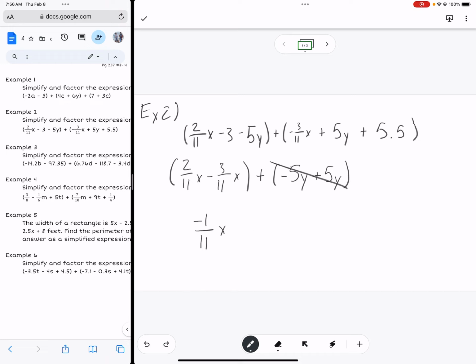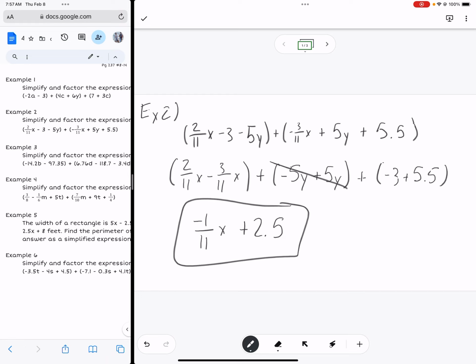Negative 3 plus 5.5. And that turns into a positive 2.5. Can you factor that? No, you can't. There you go. That is your answer.